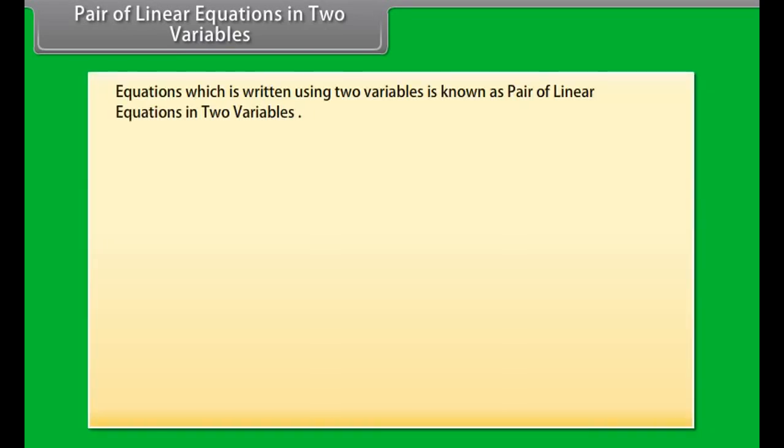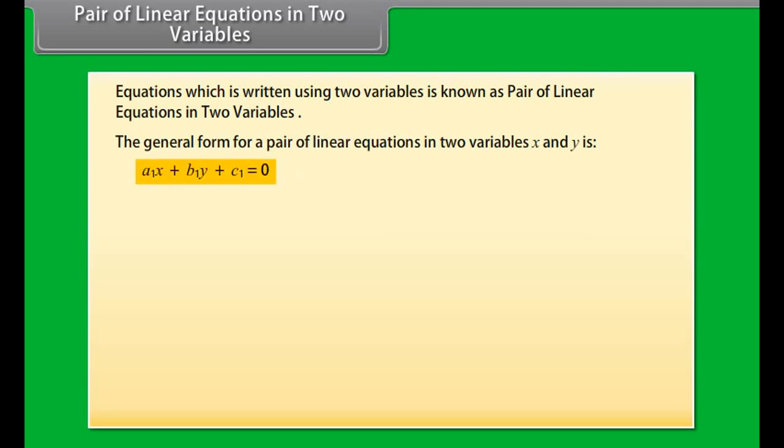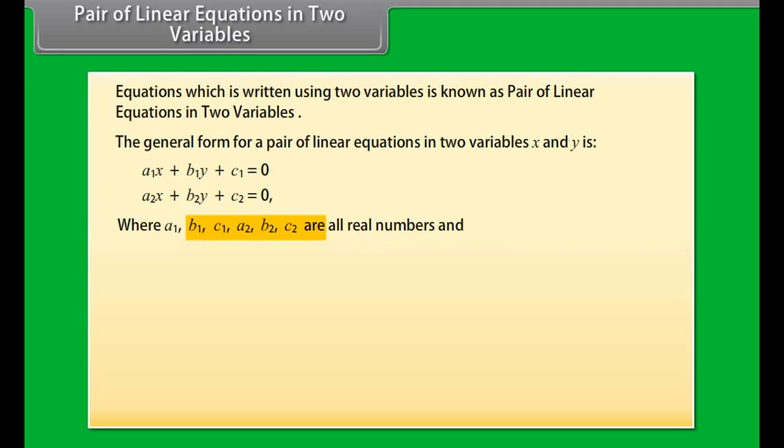Equations written using two variables are known as a pair of linear equations in two variables. The general form for a pair of linear equations in two variables x and y is a1x plus b1y plus c1 equals 0, a2x plus b2y plus c2 equals 0, where a1, b1, c1, a2, b2, c2 are all real numbers and a1 square plus b1 square is not equal to 0, a2 square plus b2 square is not equal to 0.